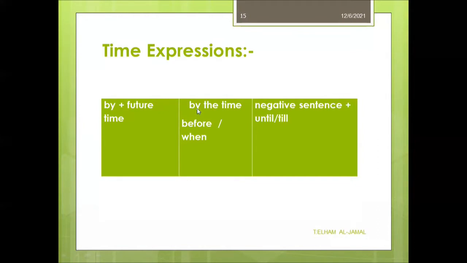Number 2, by the time, and here we notice by the time is followed by present simple. Here the tense will be present simple, followed by verb 1 or present. Also before and when are followed by present simple. The last, we use till or until with the negative sentences.